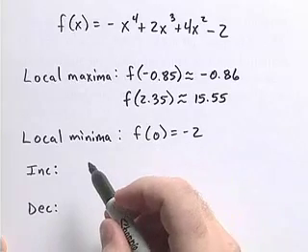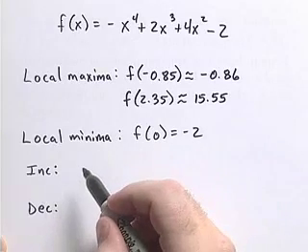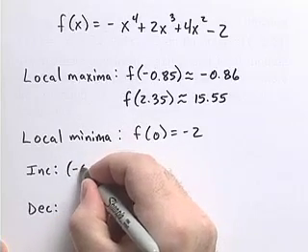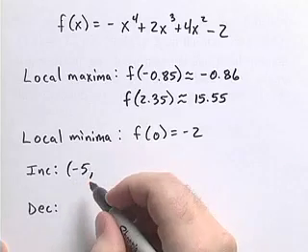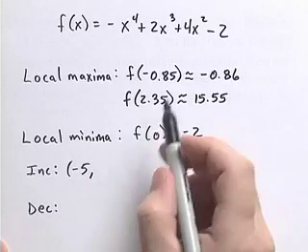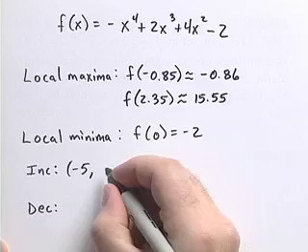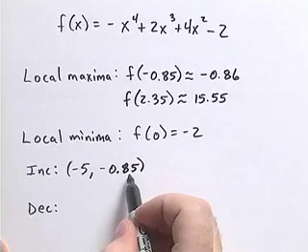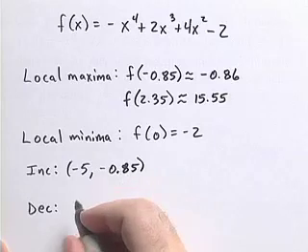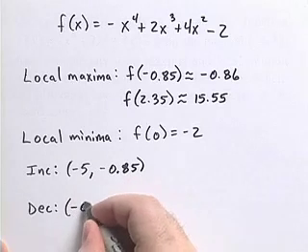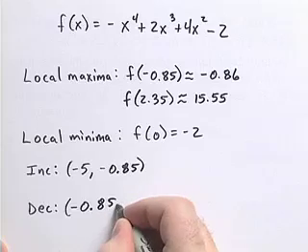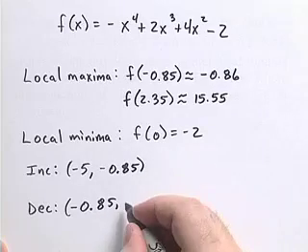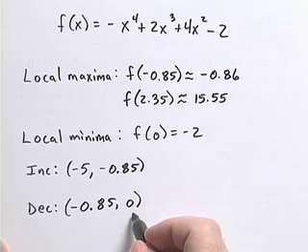If we recall from our graph, the graph was initially increasing, so we're going to start from the left side. We are increasing starting at negative 5, and we increase until we get to that first maximum. That occurred at negative 0.85, so we know the function's increasing on this interval. Once we hit the maximum, the function started to decrease, so we're decreasing from negative 0.85, and we decrease until we hit the minimum. The minimum occurred at 0, and so we're decreasing on this interval.